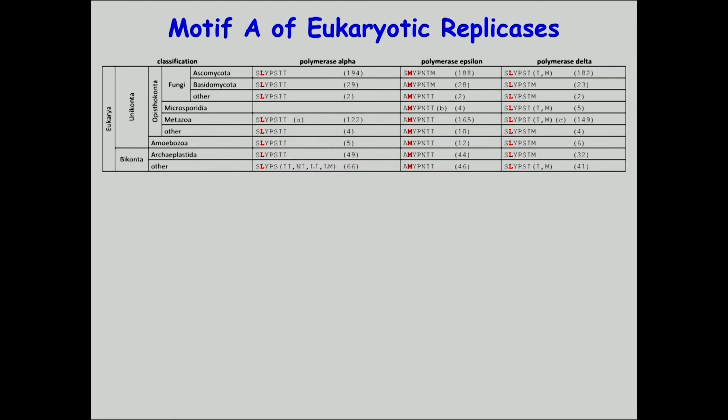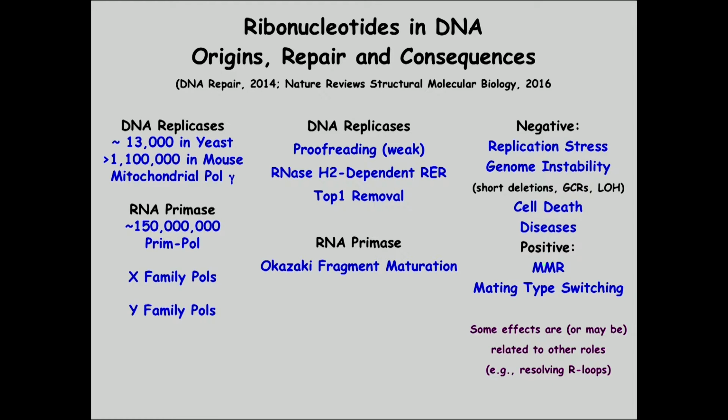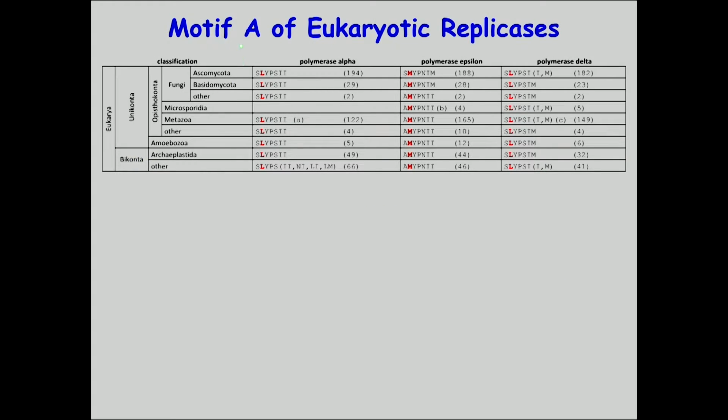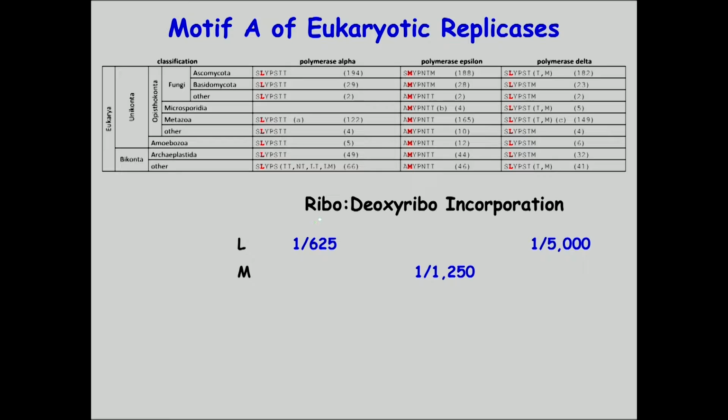Let me go back and show you positive consequences. We think there's a chance that ribonucleotide incision by RNase H2 is an important strand discrimination signal for mismatch repair, and that's illustrated here. This is motif A of the eukaryotic replicases, where there's a leucine that we've been manipulating in the lagging strand replicases, and that is conserved as a methionine in pol epsilon, which we believe is the leading strand replicase. And if you do the reductionist biochemistry, ribo incorporation compared to deoxyribo incorporation for the wild type enzymes is these values, but for the mutant enzymes that we've been investigating, they're these values.